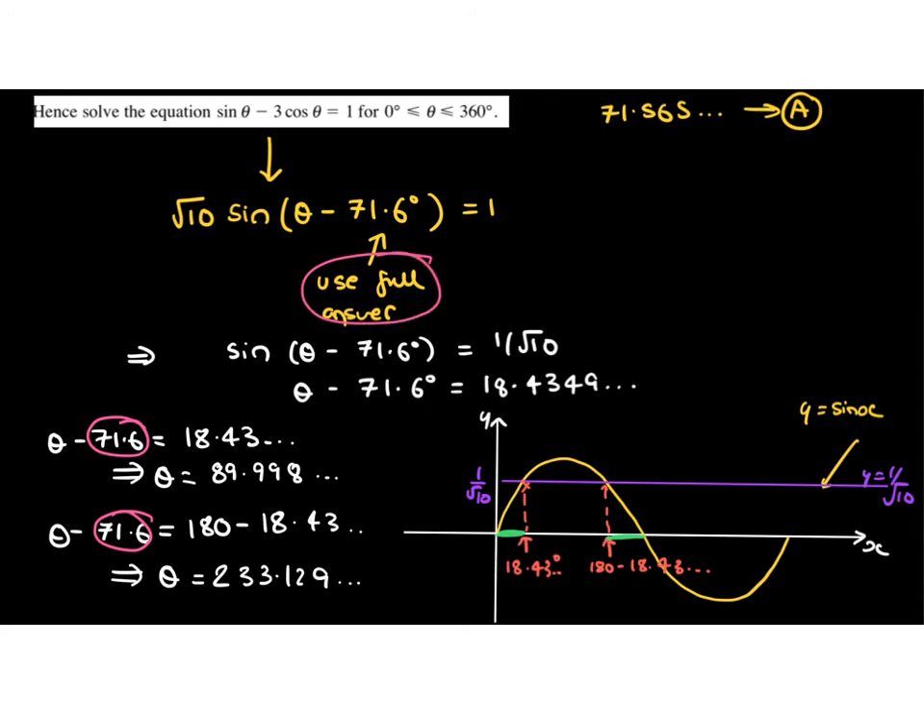Now, please remember, as I keep saying, you need to use the full answer for the 71.6 degrees, not the rounded answer. If you round mid-calculation, your final answer may not be fully accurate. So you've got to use the full level of accuracy, either stored in a calculator memory or write down 4 or 5 decimal places so you've got a good level of accuracy to actually use. So our final answers for theta are going to be 90.0 degrees and 233.1 degrees, both rounded to 1 decimal place.